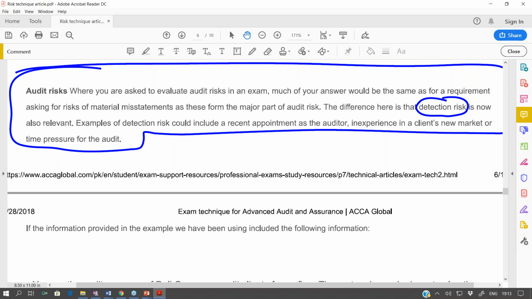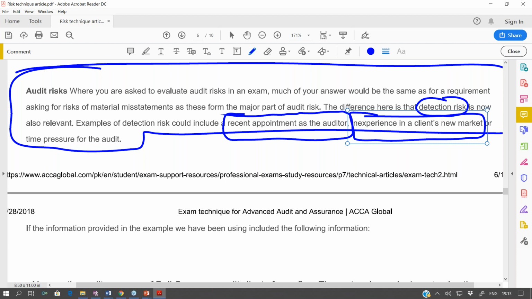Number 1, recent appointment as an auditor. Number 2, inexperience in a client new market. Number 3, time pressure for the audit. The examiner is giving 3 examples of detection risk.